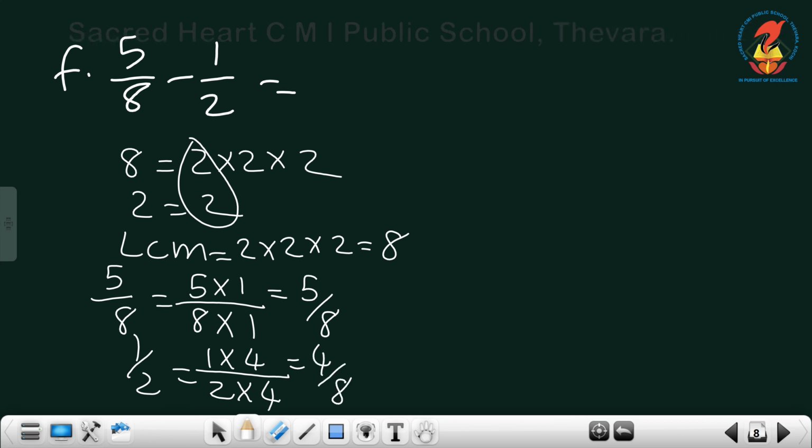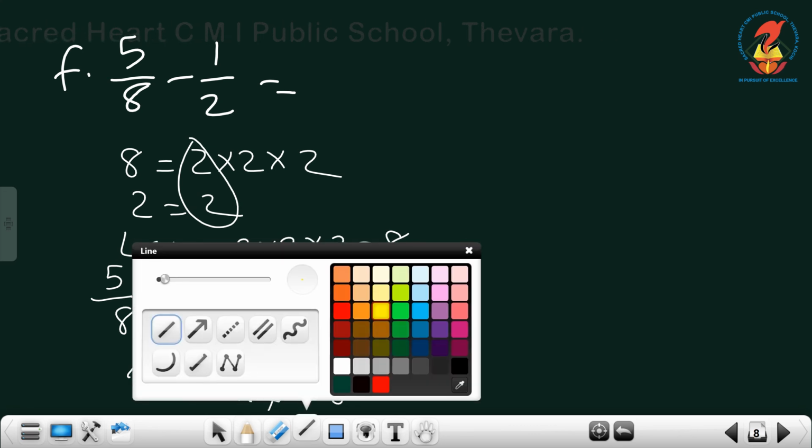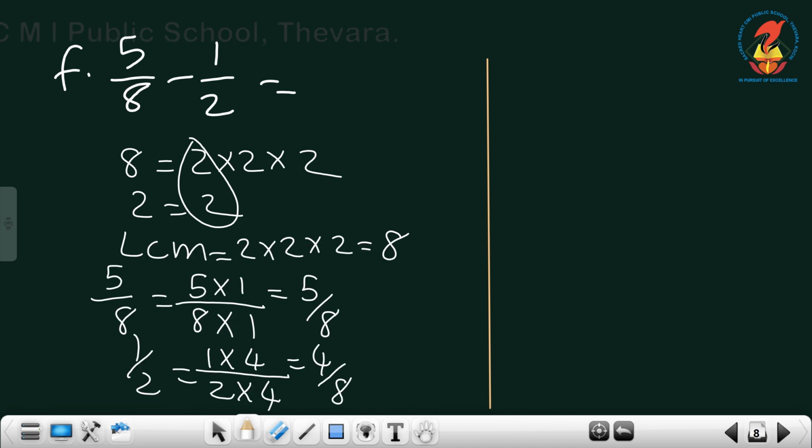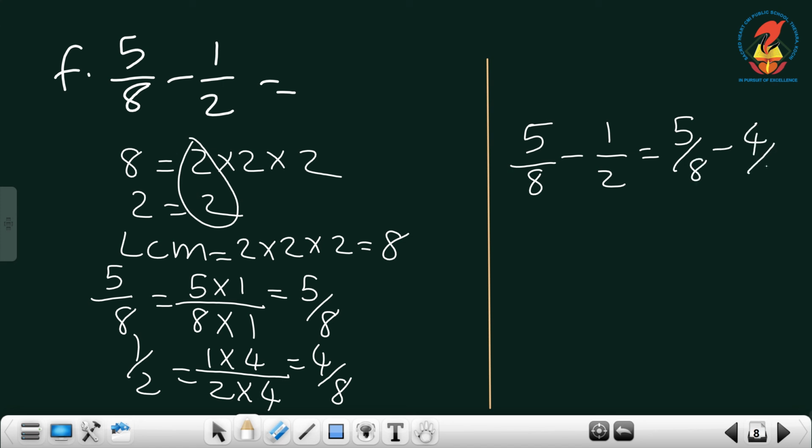Okay. After that you can subtract. 5 by 8 minus 1 by 2 equals 5 by 8 minus 4 by 8. Answer equals 1 by 8.